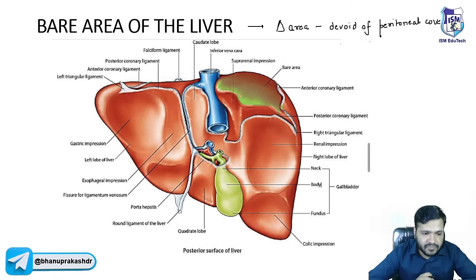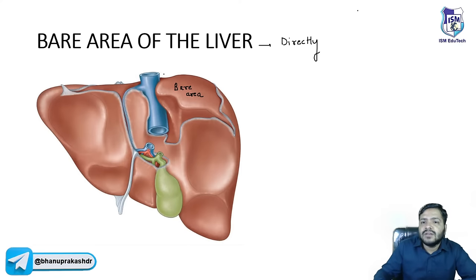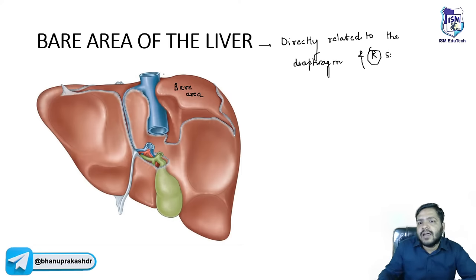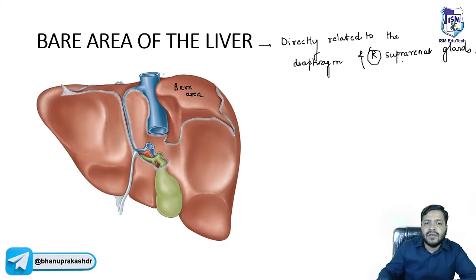And remember, this bare area of the liver is directly related to the diaphragm. This is the bare area of the liver, and it is directly related to the diaphragm and the right suprarenal gland.